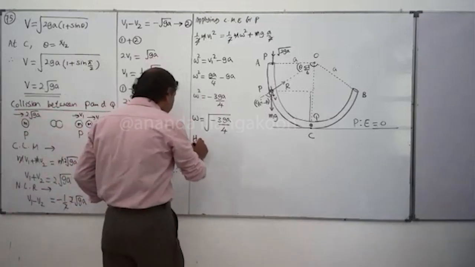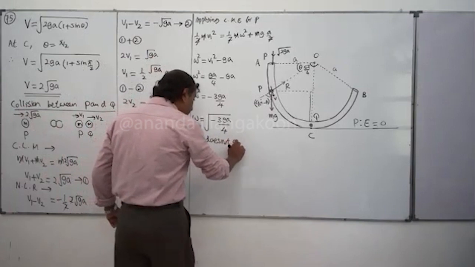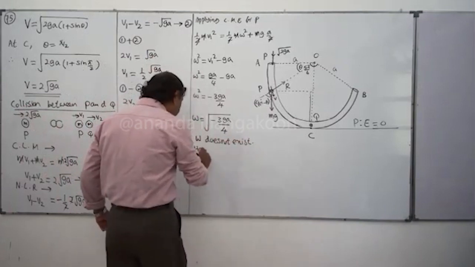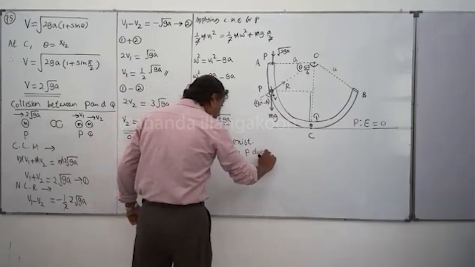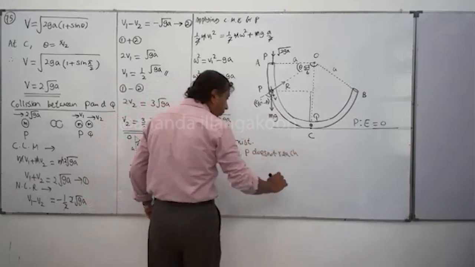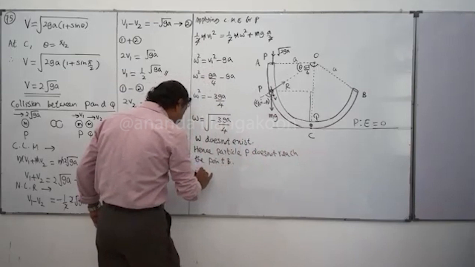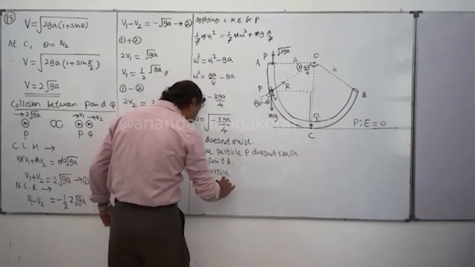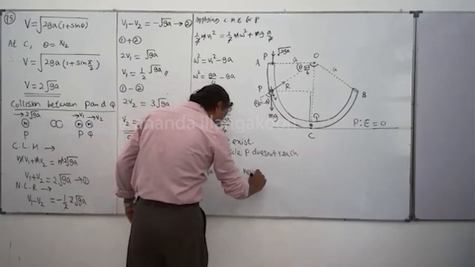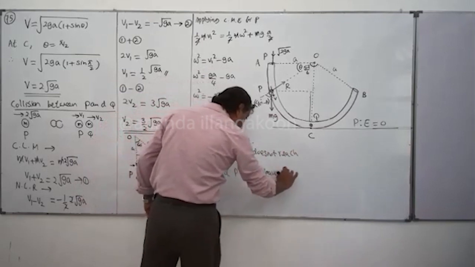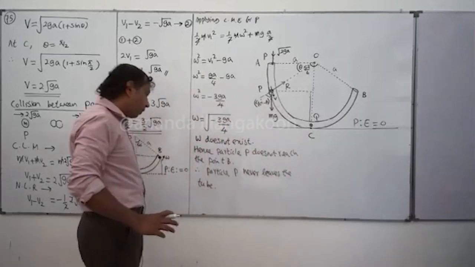Hence, W does not exist. Hence, particle P does not reach the point B. Therefore, particle P never leaves the tube, not surface, tube. Never leaves the tube.